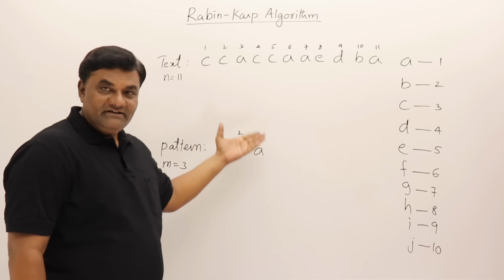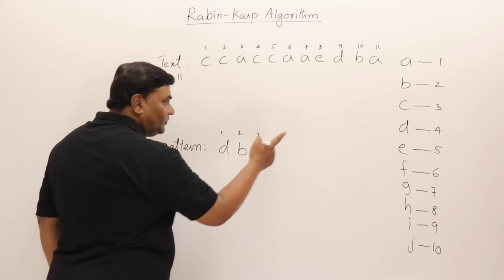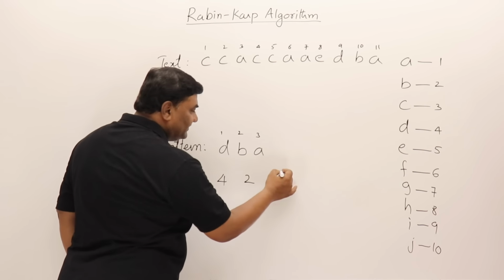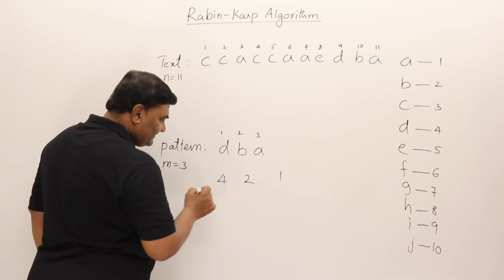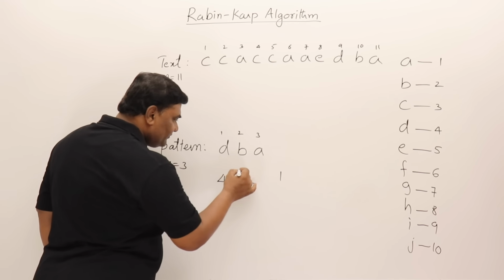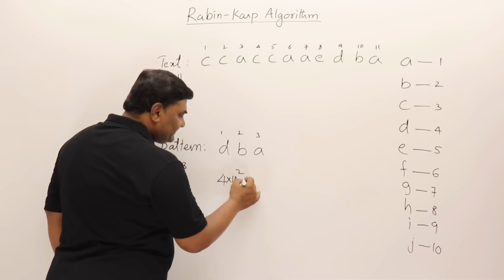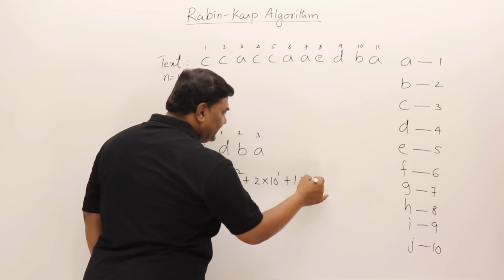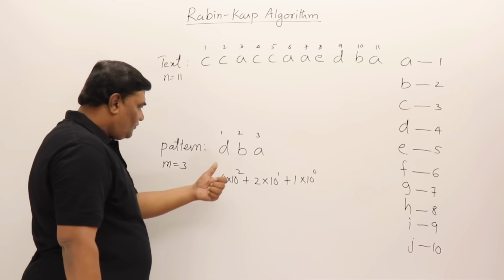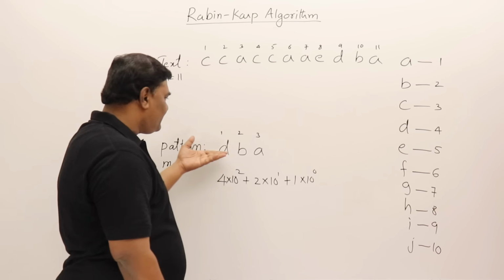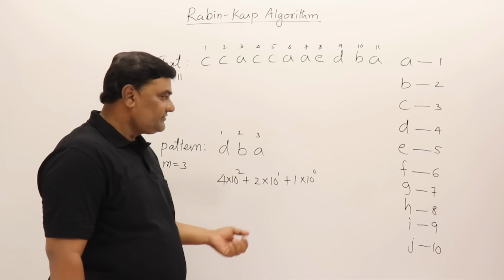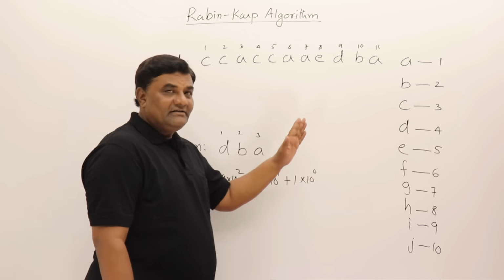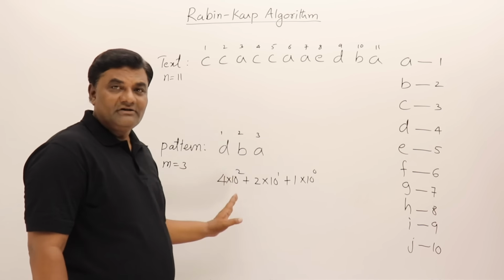Now through an example, the same example, I will show you. See here the codes are, this is code 4 and this is code 2 and this is 1. So let us take it like this. 4 into 10 square plus 2 into 10 power 1 plus this is 1 into 10 power 0. Why power 2, power 1, power 0? Because there are 3 letters only in the pattern. So start from 0, 1, 2. So if there are 5 letters in a pattern, then 0, 1, 2, 3, 4. So highest power we can get is 4.